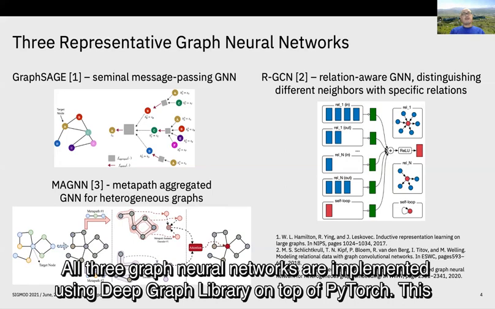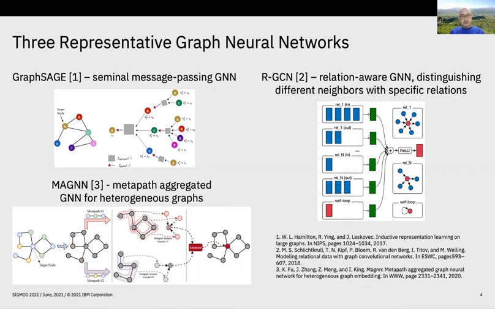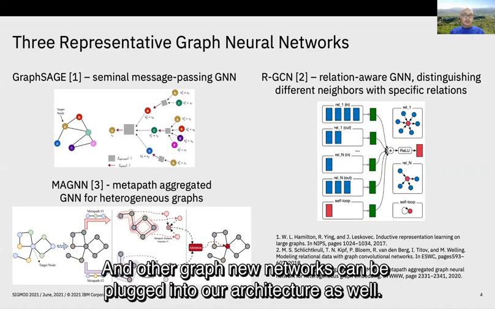All three graph neural networks are implemented using the Deep Graph Library on top of PyTorch. This makes our framework lightweight and easy to adapt to new knowledge bases, and other graph neural networks can be plugged into our architecture as well.